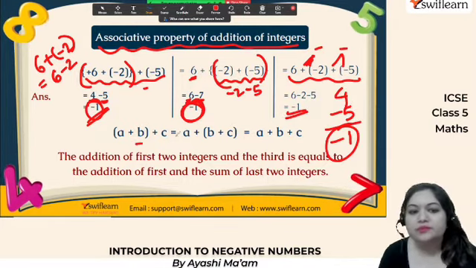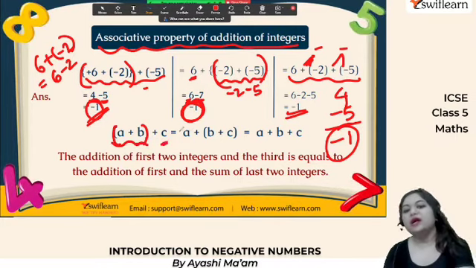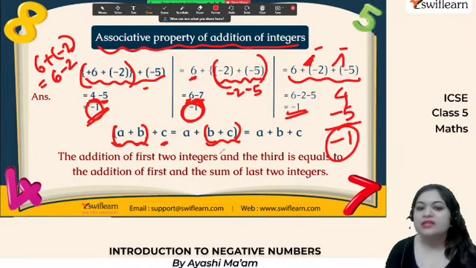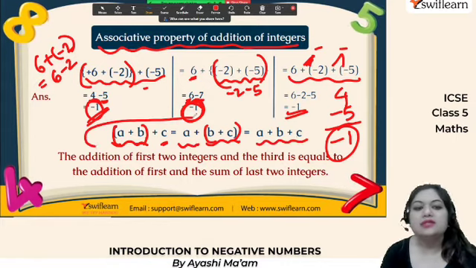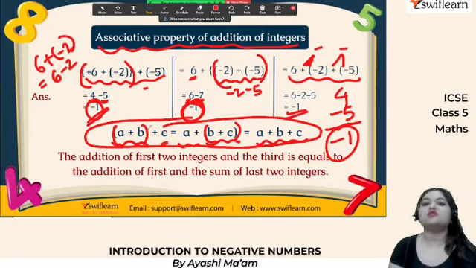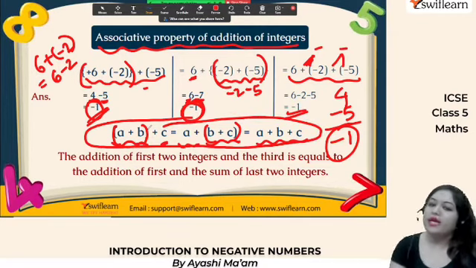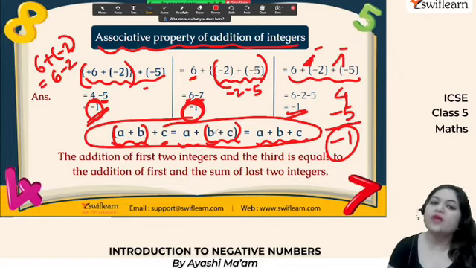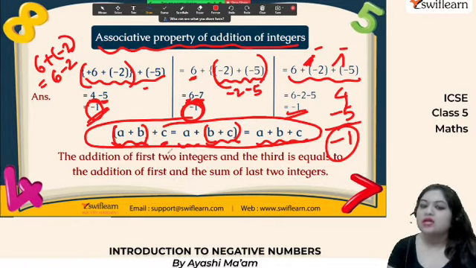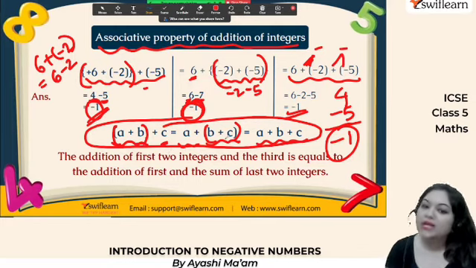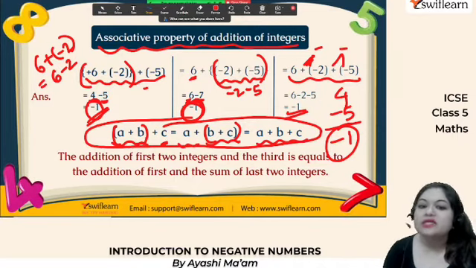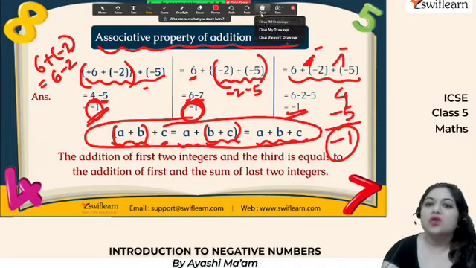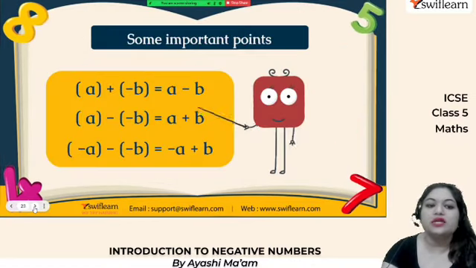Okay, that means when you have three numbers, and you take the first two numbers, add them, and then add the third number, or you take the last two numbers, add them at first, and then add the first number at last, or you add them all together, all these answers are going to be equal. This is known as the associative property of addition of integers. So we can take the first two numbers, add them, then take the third number and add it at the last, or take the last two numbers, add them, and add the first number at last, or add all three numbers together. These answers are always going to be equal. This is called the associative property of addition of integers.